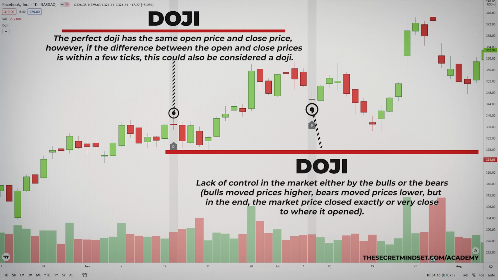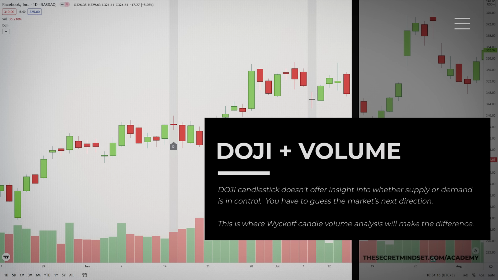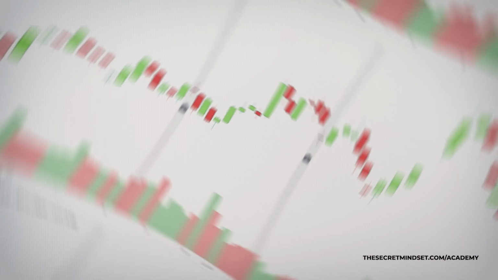Bulls move the price higher, bears move prices lower, but in the end, the market price closed exactly or very close to where it opened. But if the Doji candle highlights market indecision, it's safe to say that it doesn't offer insight into whether supply or demand is in control. You have to guess the market's next direction. This is where Wyckoff Candle Volume Analysis will make the difference.